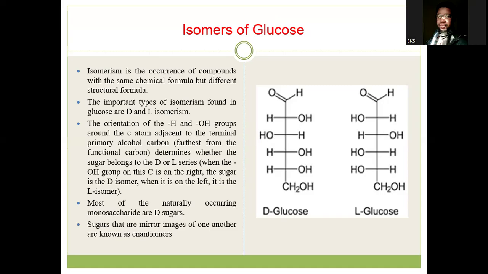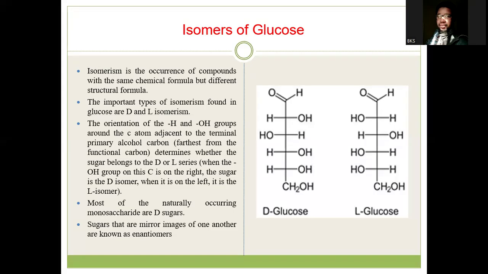The terminal primary alcohol carbon is carbon 6 here. So the last carbon, if it is a five-carbon sugar, is going to be carbon 5, so what will determine is carbon 4, the one adjacent to it. While here we're talking about a 6-carbon sugar, so the one adjacent to the terminal primary alcohol is going to be carbon 5. So the orientation of carbon 5 is now what determines it.